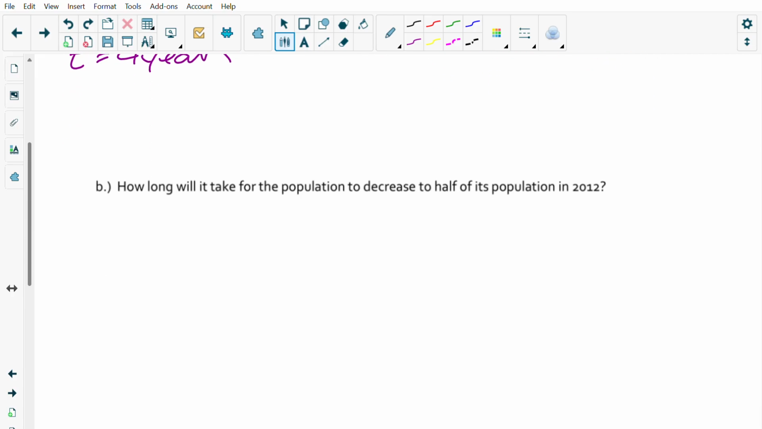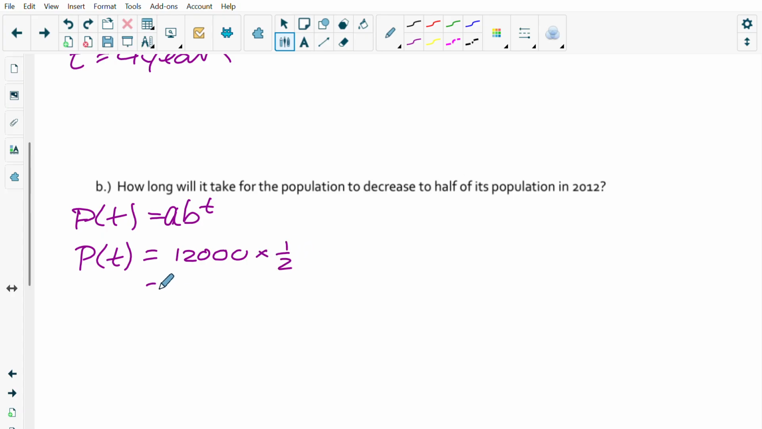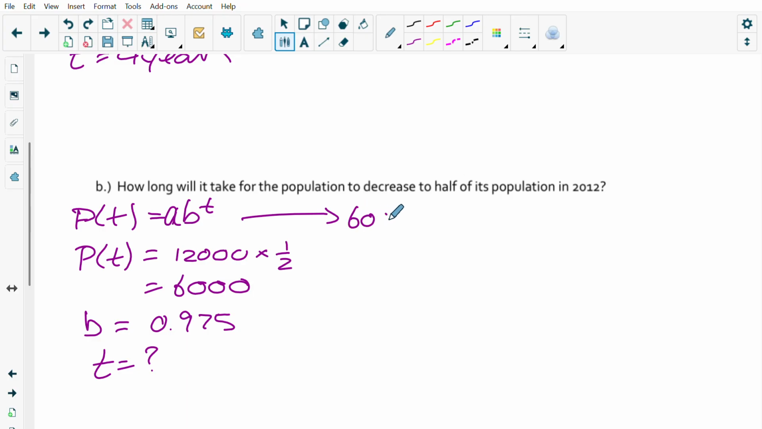How long would it take for the population, this is part B of the same example, to decrease to half of its population? So let's restate our equation. This time, our final population we're looking at is half of the initial population. So that's times 1/2. So that's the final amount we're reaching, 6,000 people. The decay rate is 0.975, and we're looking for the time. Okay, so let's fill that in, folks.